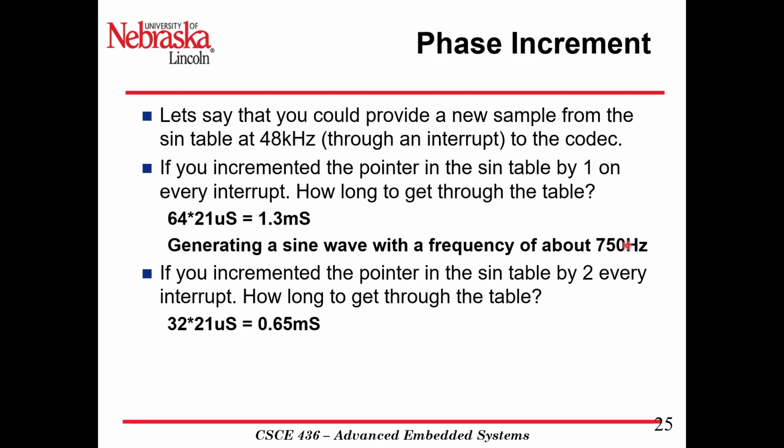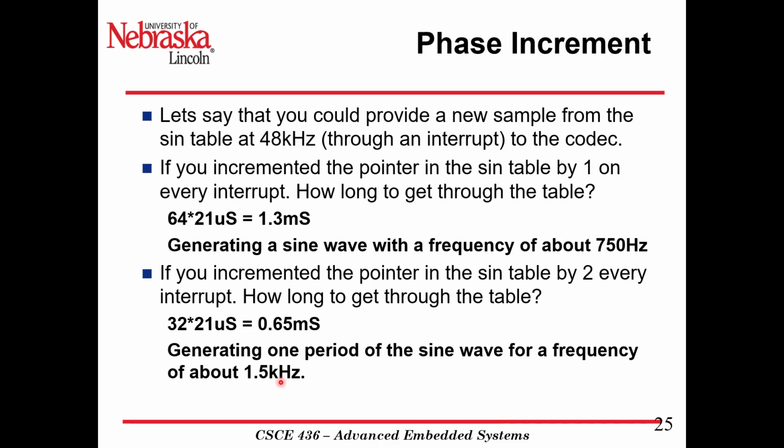Sorry. If we're incrementing our pointer in the table by 2, every interrupt, not every other interrupt, but every interrupt, we're just indexing by 2. So we're skipping a value and going to the next value in the table. So we only have 32 values multiplied by 21 microseconds to give us 672 microseconds, so half the time, double the frequency. This frequency is about 1.5 kilohertz, double the 750 hertz.